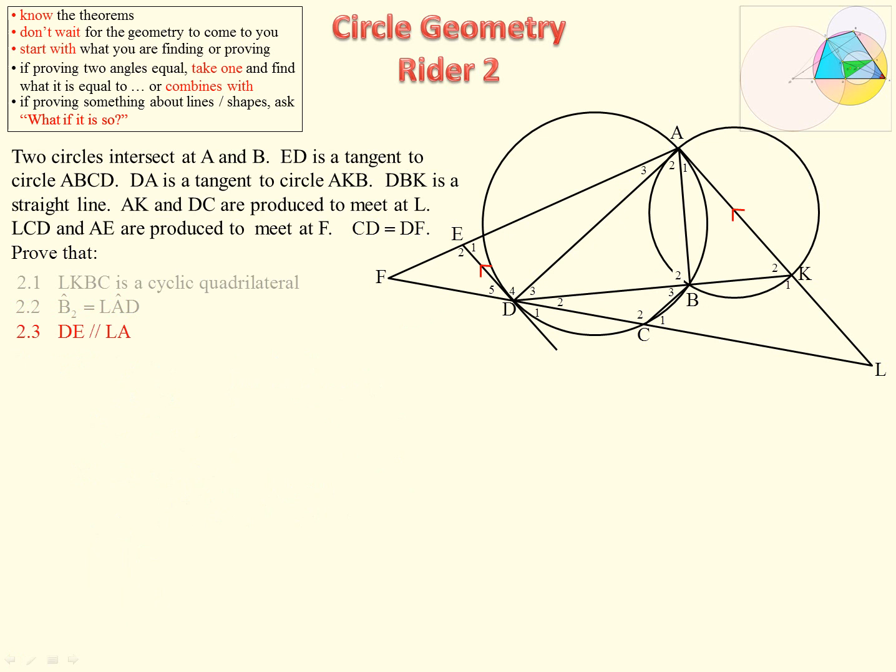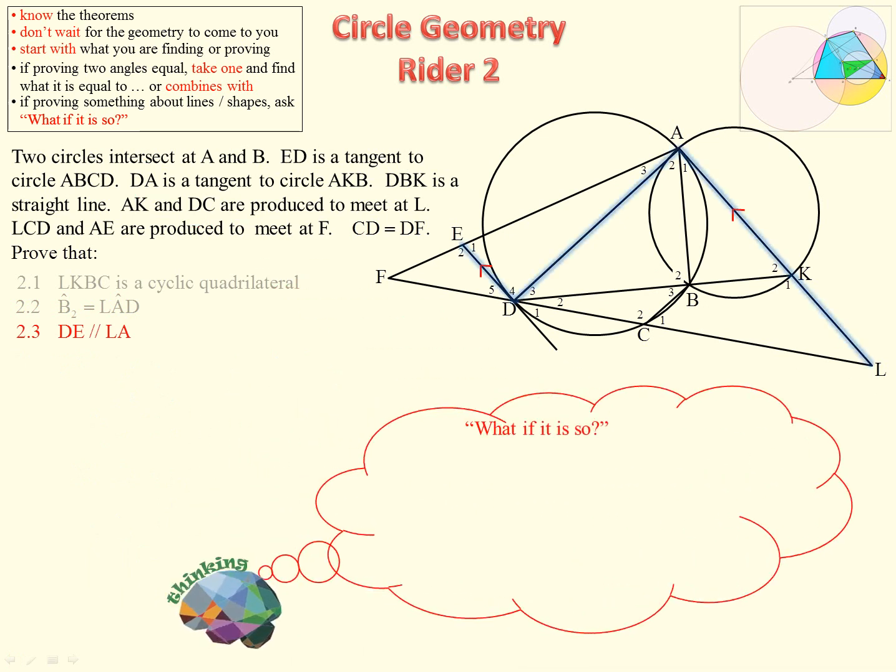The third part, prove that DE is parallel to LA. Well, this is about shapes and lines, so therefore we need to say, well, what if it is so? We're going to try to prove that those are parallel, so we say, what if they are parallel? So there's one diagram with them being parallel, and that's pointing something out pretty obvious there, that these two would have to be equal to one another. If it was so, D4 would equal A1 and 2. So I'm going to now try to prove that D4 equals A1 and 2.